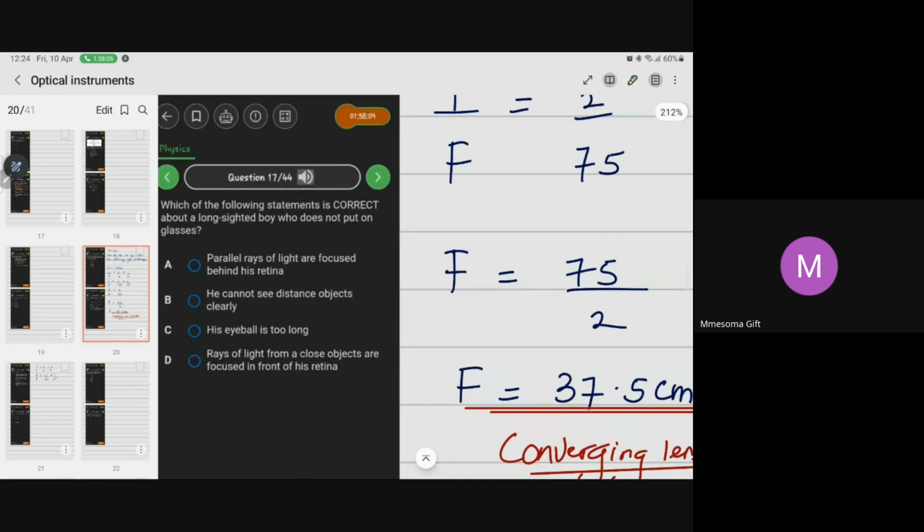Which of the following statements is correct about a long-sighted boy who does not put on the glasses? Very fast, very fast. What happens to a long-sighted boy? The rays of light are formed behind his retina, right? Good. Behind his retina. All right.